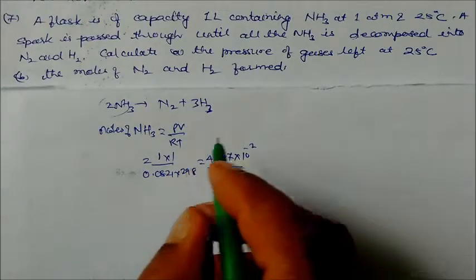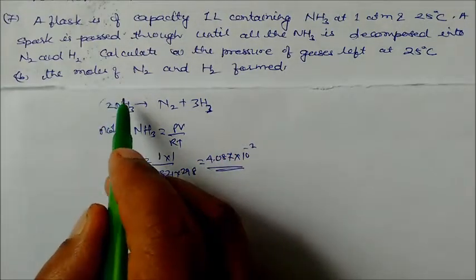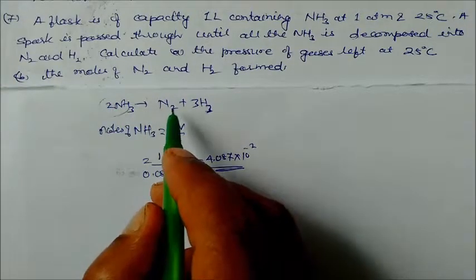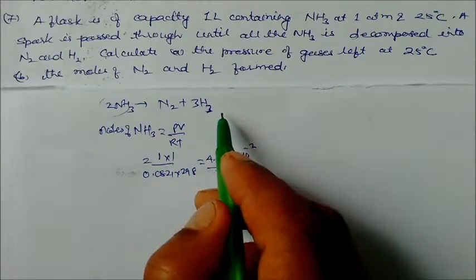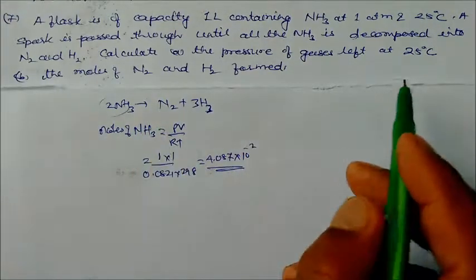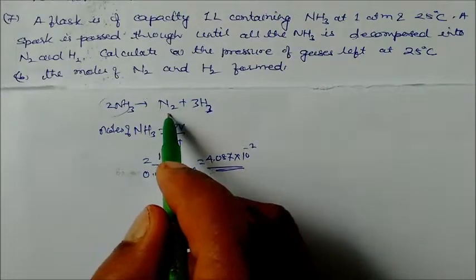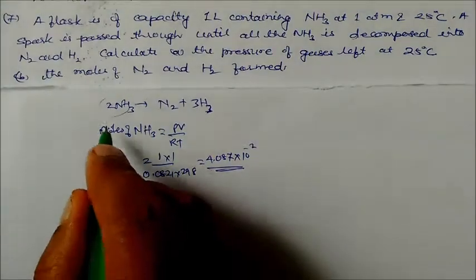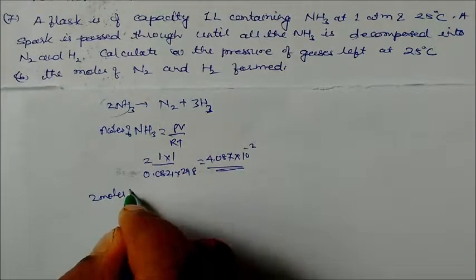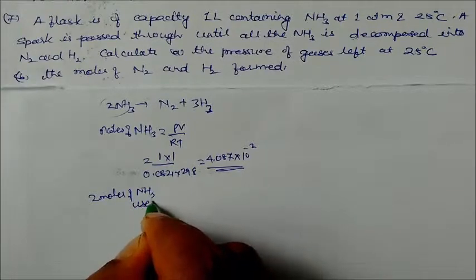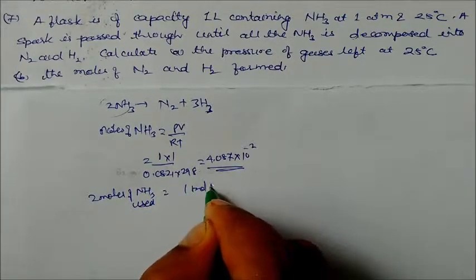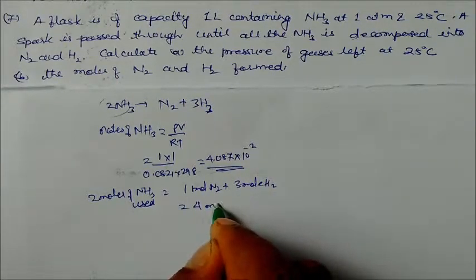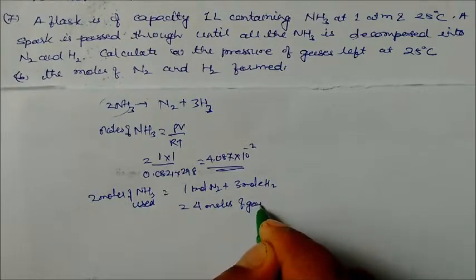Now you can see here, 2 moles of ammonia are used, and we get 1 mole of nitrogen and 3 moles of hydrogen formed. So the total is 4 moles of gas. So 4 moles of gas means two gases, nitrogen and hydrogen.